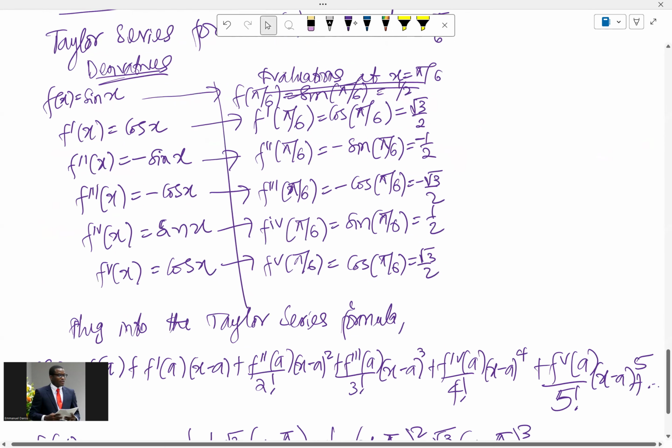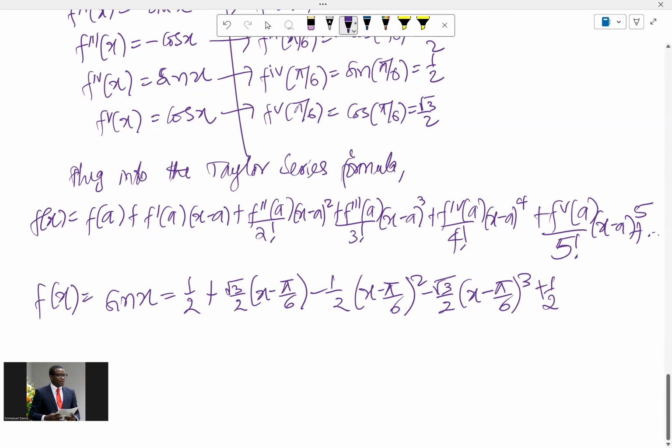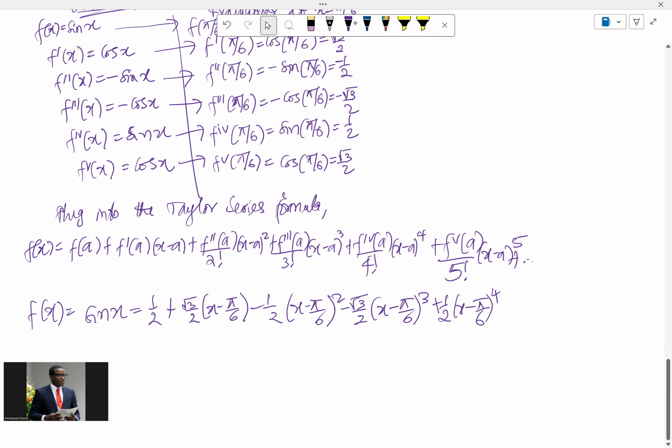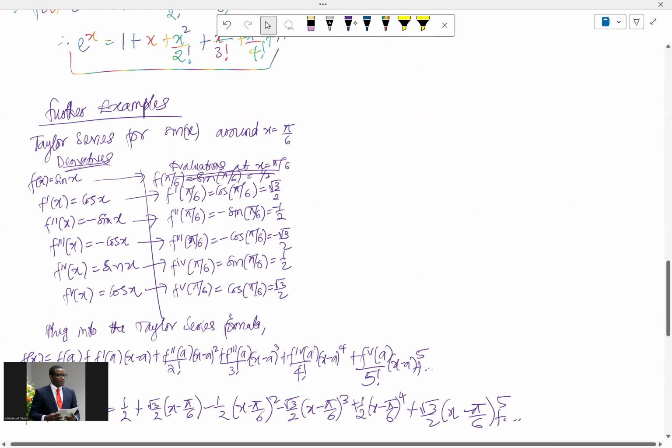then f iv, that's the fourth derivative. Again, we're back to half. So 1 over 2 times x minus pi over 6 raised to power 4. And lastly, fifth derivative plus root 3 over 2 times x minus pi over 6 raised to power 5, and so on and so forth. So that's actually the Taylor series for sine x.